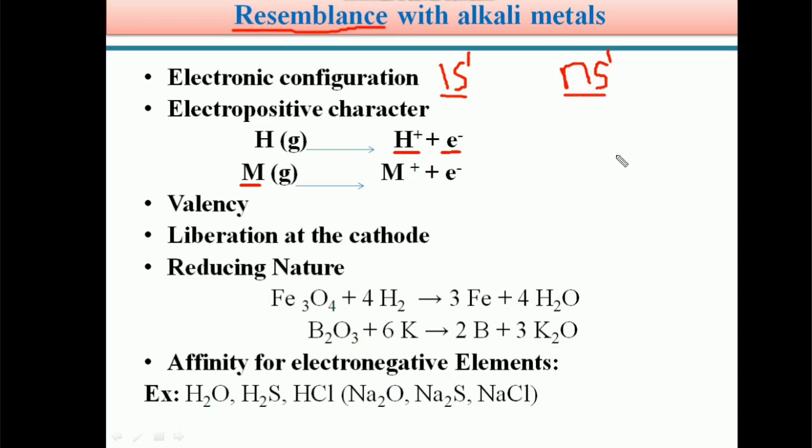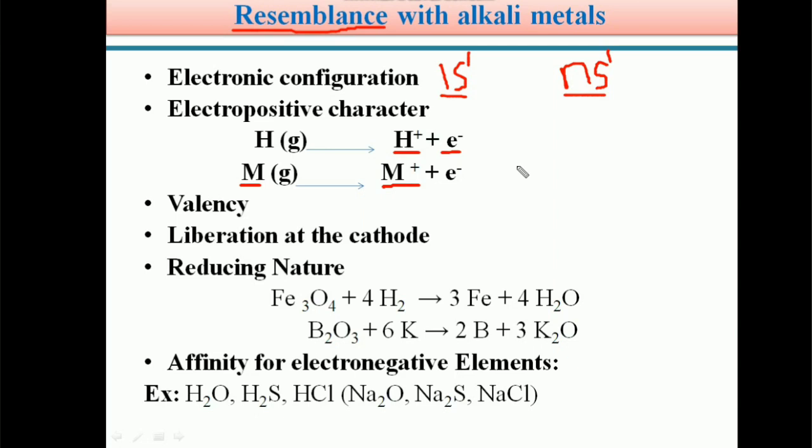After loss of that single electron, the alkali metal's configuration equals its nearest inert gas configuration. In the case of lithium, after loss of one electron, its electronic configuration is equal to helium's configuration. In the case of sodium, after donation of one electron, its electronic configuration is identical to neon, the nearest inert gas configuration. Similarly, after loss of one electron, hydrogen forms a cation, meaning it is electropositive. Therefore, like alkali metals, hydrogen has an electropositive character.